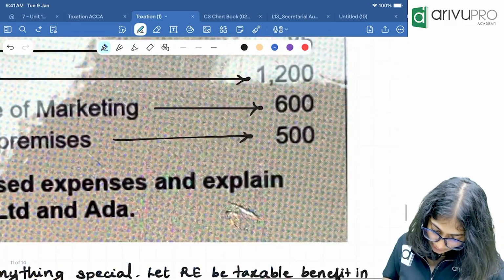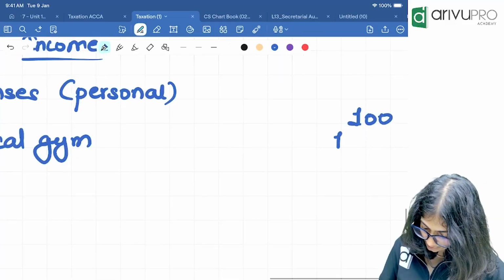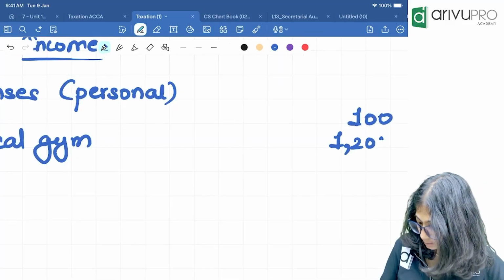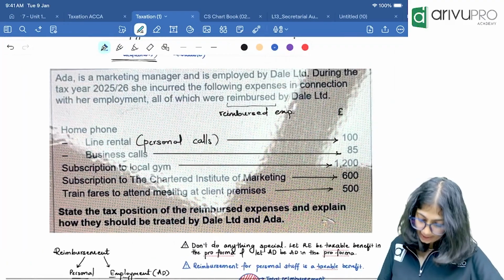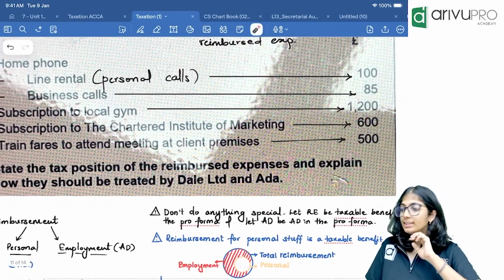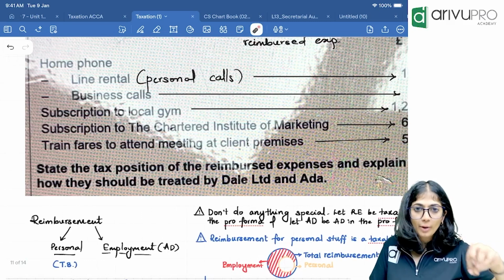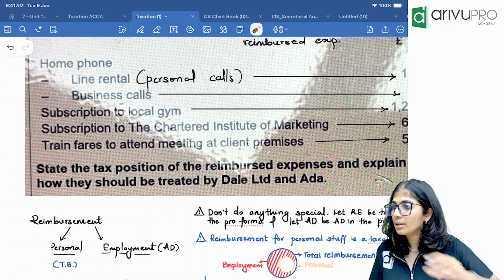How much was the subscription? 1,200, damn. 1,200 pounds. Understanding? Now we are putting only the personal amounts. We're not putting the total amount. We're not looking at allowable deductions at all. We're just looking at personal amounts.